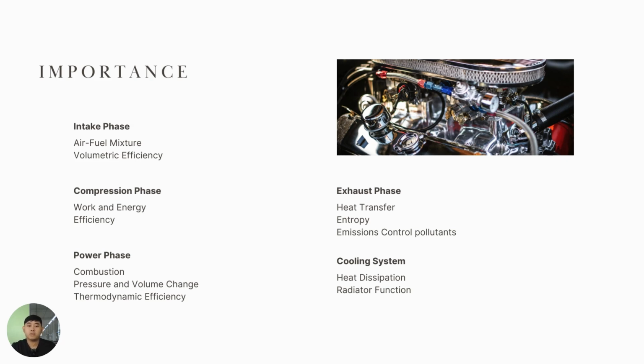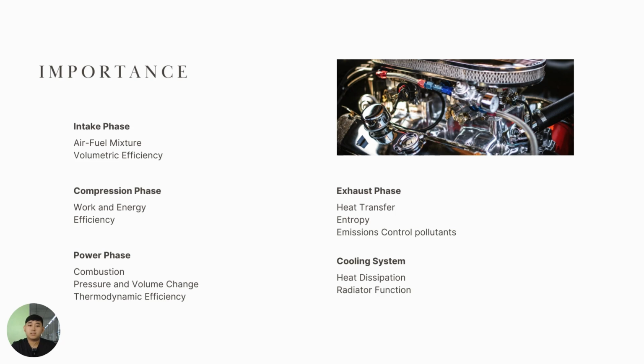At the exhaust phase, after the power stroke, the exhaust gases still contain significant thermal energy. The exhaust phase involves heat transfer principles as the gases are expelled from the cylinder. According to the second law of thermodynamics, the entropy of the exhaust gas increases, indicating energy dissipation and loss of useful work. Understanding the thermodynamics of exhaust helps in designing catalytic converters and other emission control systems to reduce pollutants.